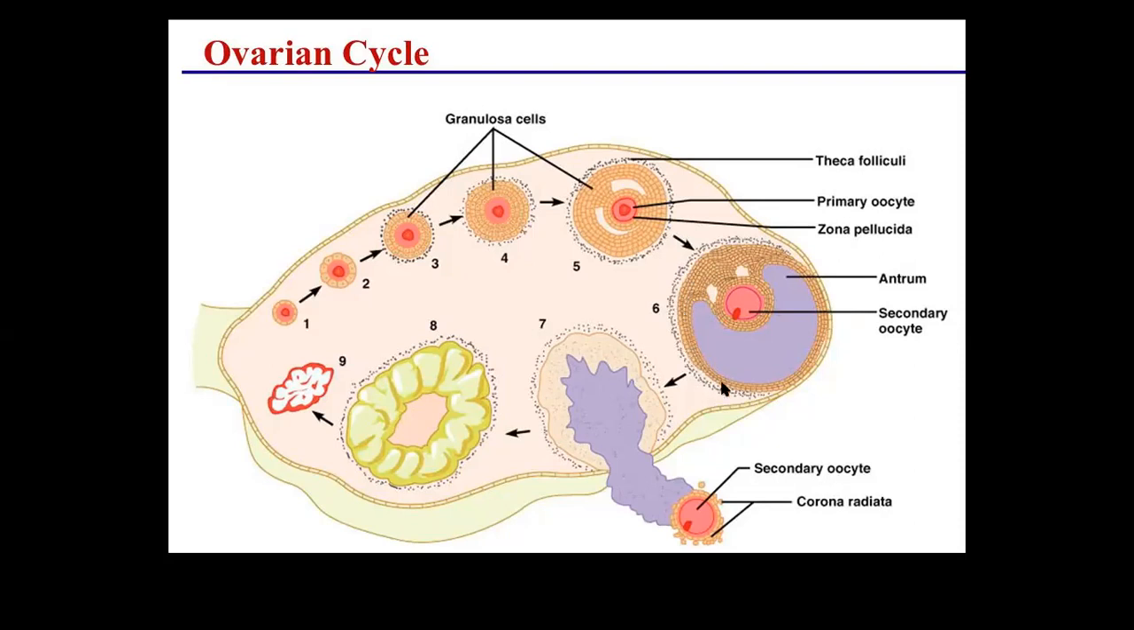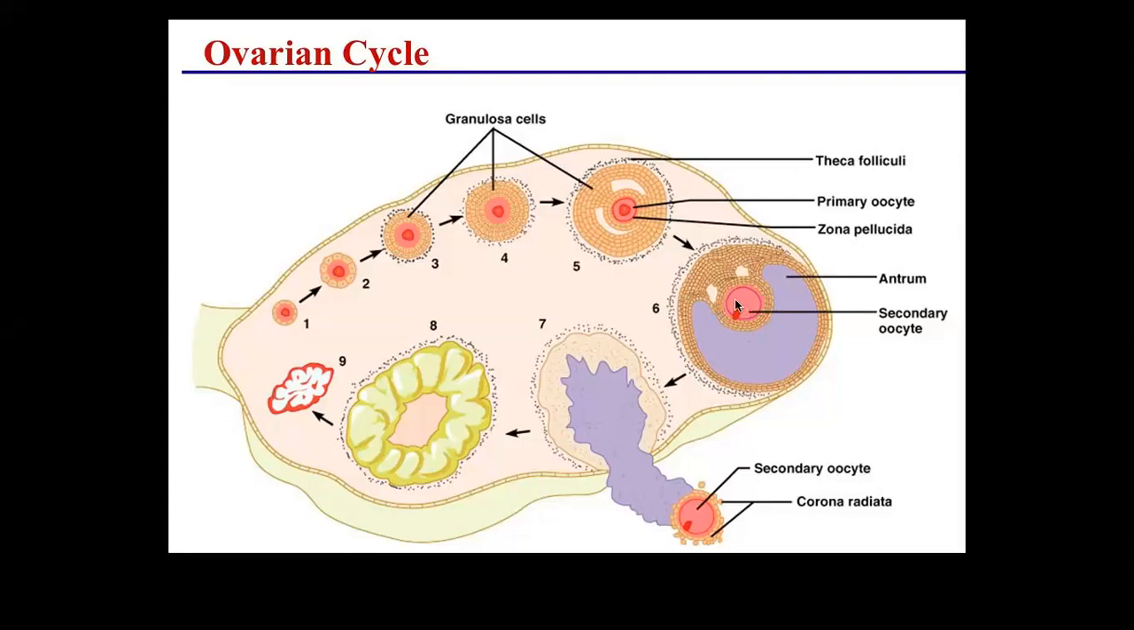The one which is outside is called the membrana granulosa. What is it called? Membrana granulosa. Granular cells forming like a membrane. This is called the membrana granulosa. Now, some of the cells are around this oocyte.